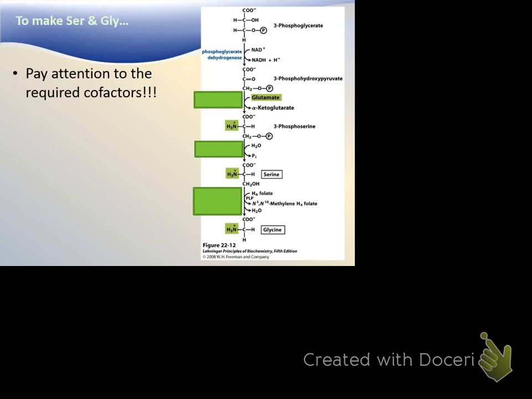Now we take the 3-phosphohydroxypyruvate, and we actually are going to transform it from a keto acid, which is what it currently is, into an amino acid. It's just not the amino acid that is used to build proteins. It's one that's used usually for regulation. And so it takes a glutamate and transforms the glutamate to an alpha-ketoglutarate. So what would this be? This is the aminotransferase. What specific aminotransferase would it be?